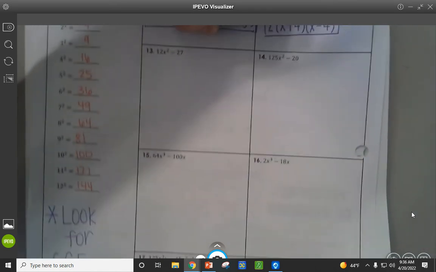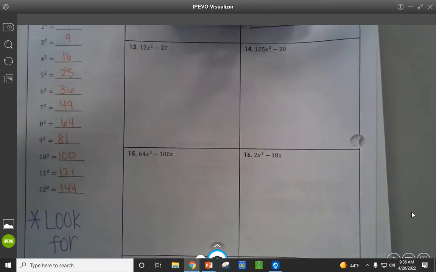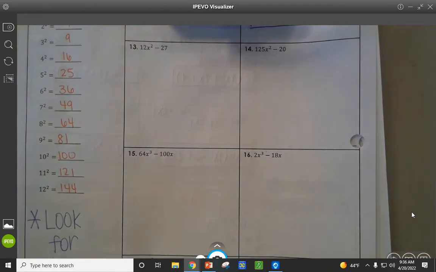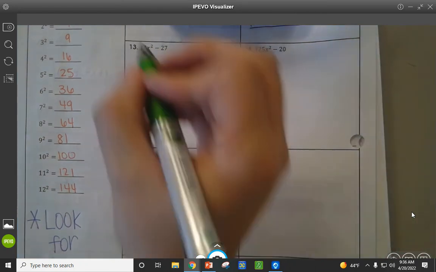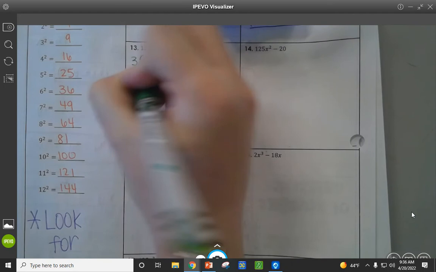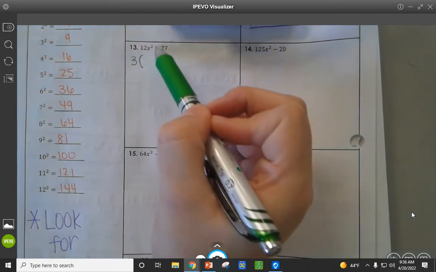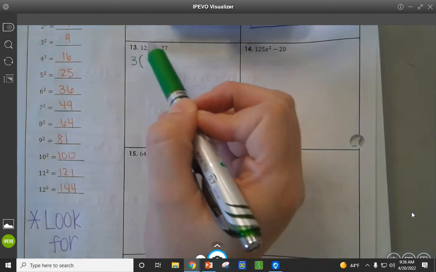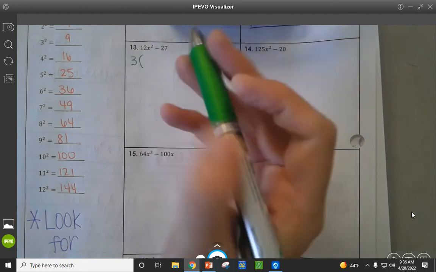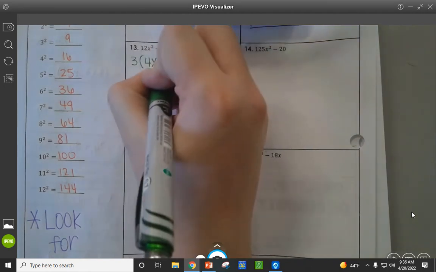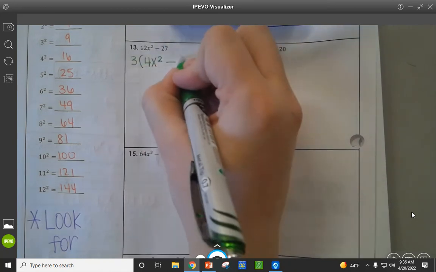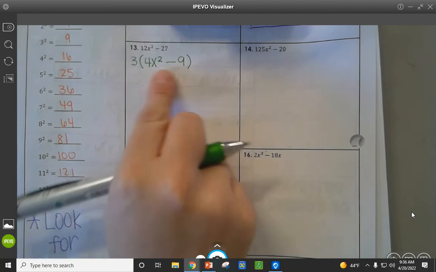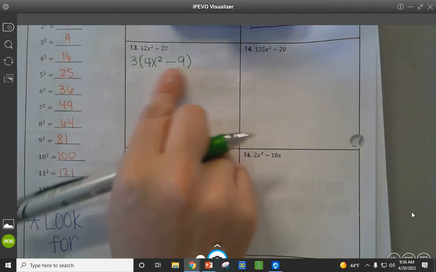So number 13. No, I got number 3. Is there a GCF? Yeah, there would have to be because 12 and 27 aren't perfect squares. So it is 3. So if I divide this first term by 3, what do we get? 4x squared, perfect, minus, what's 27 divided by 3? 9. Now do I have perfect squares? Yep.